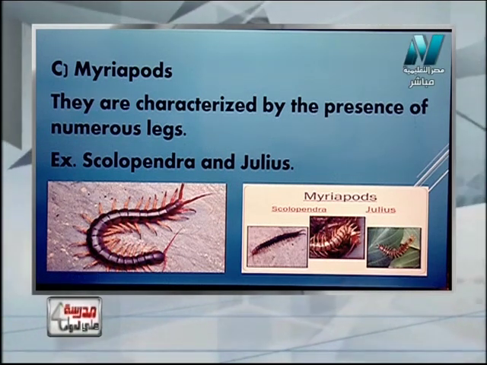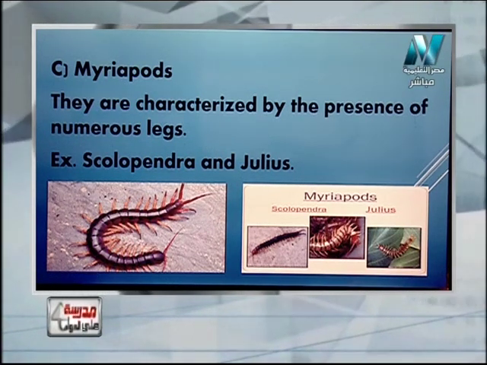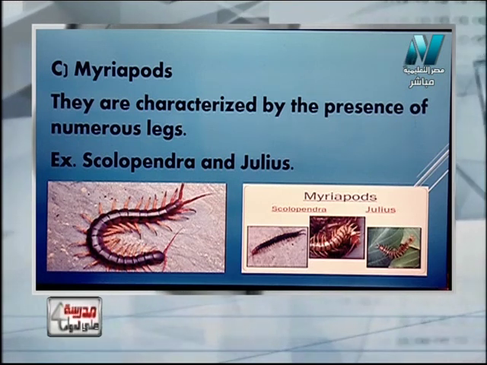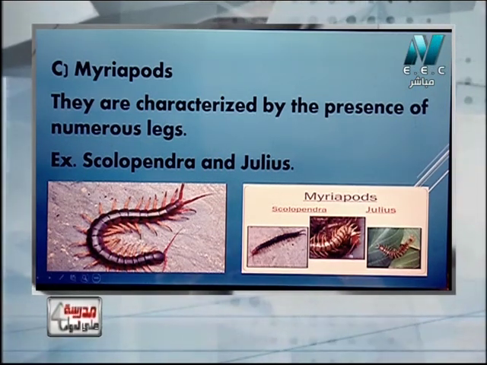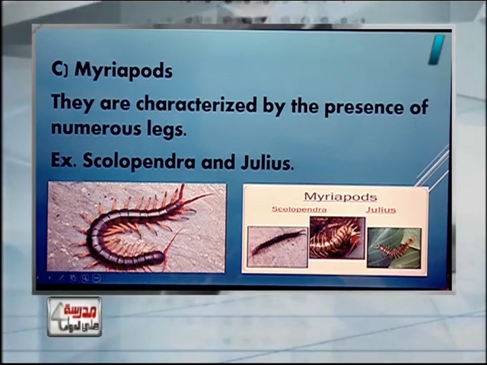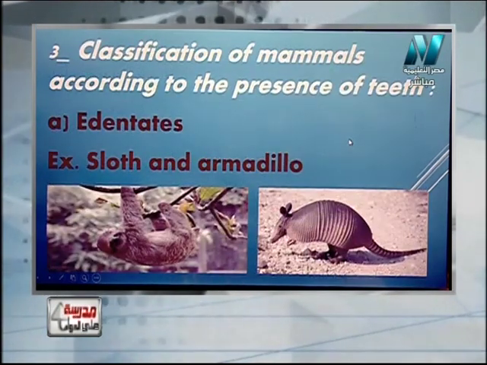Myriapods, they are characterized by the presence of a large number, very big number of legs as Scolopendra and Julius. Scolopendra and Julius. Okay.